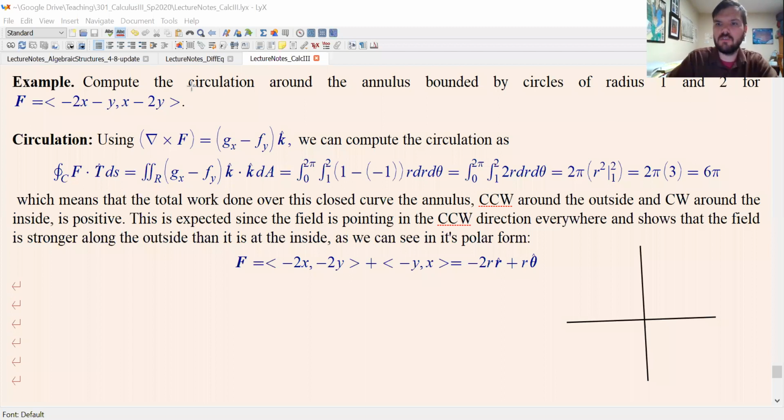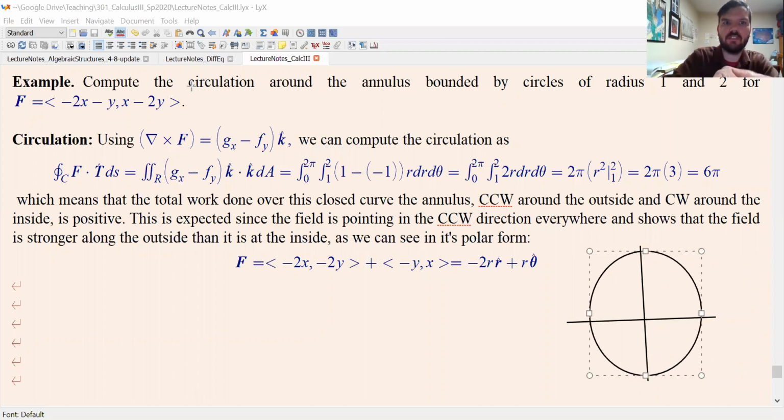It says there are two circles. Okay. There's one circle, so that's circle radius 2. And then we have also a circle of radius 1 on the inside.